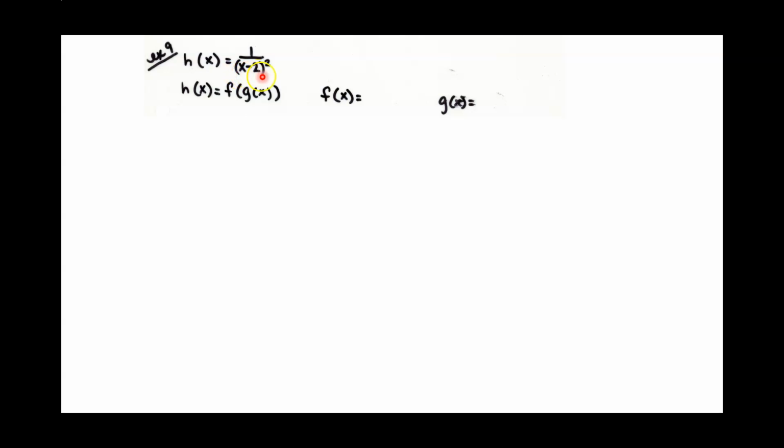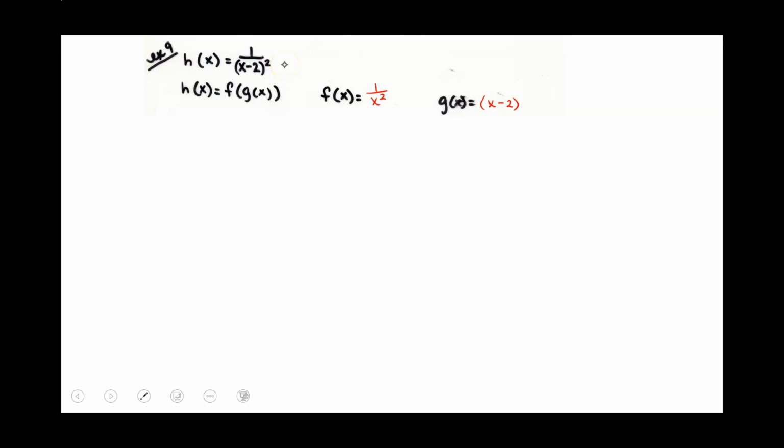So to me, this x minus 2, because it was in parentheses, stood out, that maybe it had been inserted in the function. And since g of x is what got inserted, I'm going to try g of x is equal to x minus 2. To find my other function, I replace this with x. So I'm going to replace x minus 2 with x. That would leave me 1 over x squared. That is my other function.